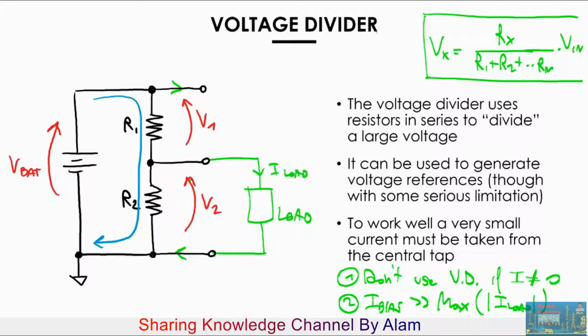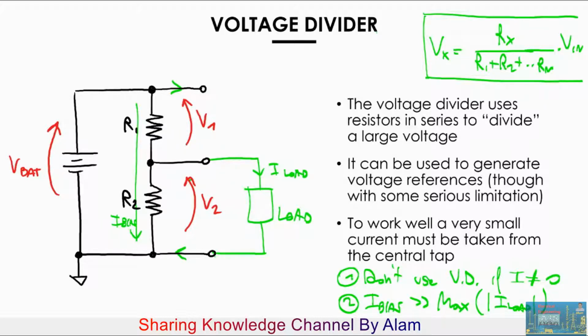So the I bias is the current that goes through R1 and R2. Obviously the current in R1 and R2 is not exactly the same, but if we can assume that I load is much, much smaller than I bias, the current going in R1, then the current going in R2 is going to be pretty much the same as R1, because from Kirchhoff's current law, the current in R2 is equal to the current in R1 minus I load. So if I load is much smaller, it's practically equivalent to zero. So we can say that the current in R1 and R2 is the same.